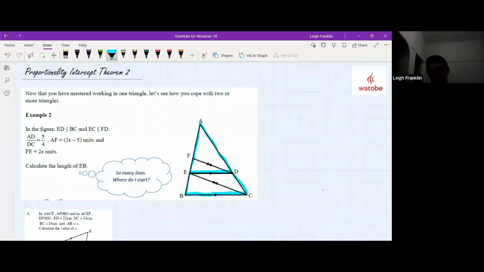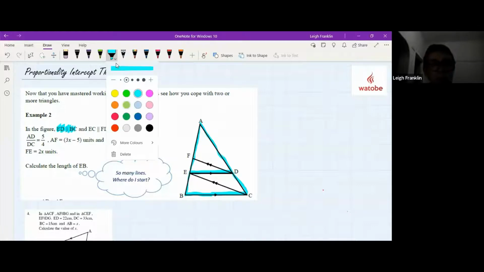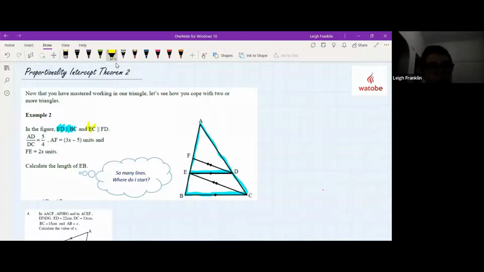So now you've highlighted that for yourself. But we have another pair of parallel lines here, because they've told us EC is parallel to FD. So that's those blue ones over there. Now we change color. We go and get yellow. EC is parallel to FD, so let's highlight those lines as well. There's FD and there is EC. Now draw those triangles as well.